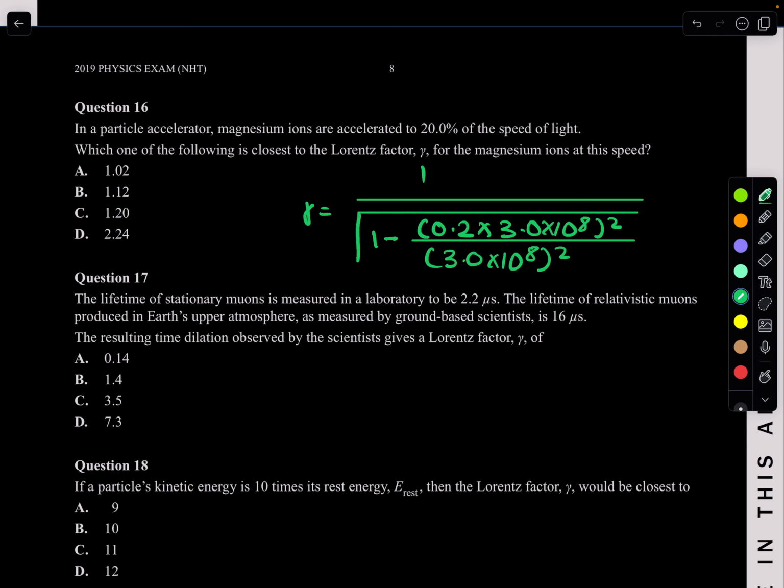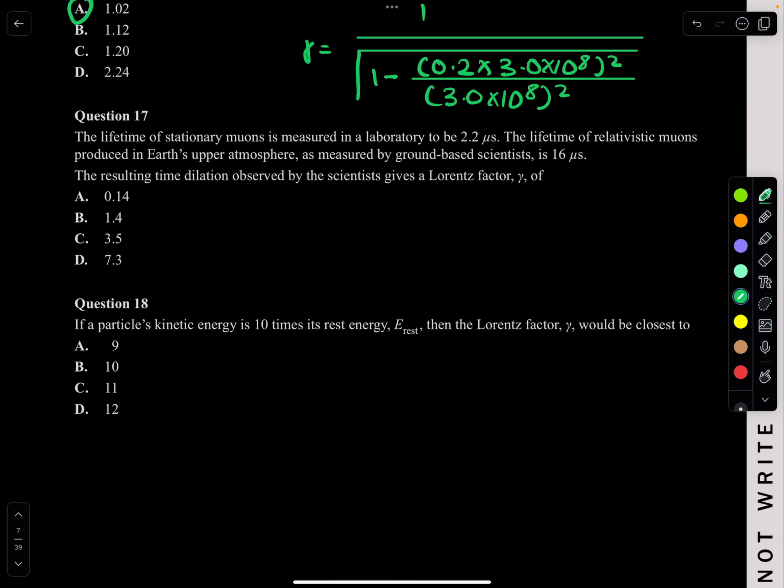So that gives me 1.02. So it looks like A is your answer. Nice and easy. 17. The lifetime of a stationary muon is measured in the laboratory to be 2.2 microseconds.